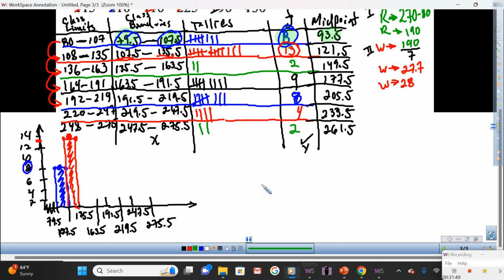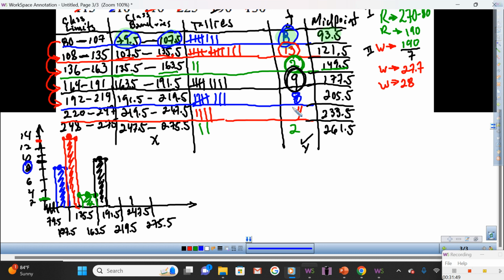I'm going to switch to green. What's my frequency? 2. Okay, so I'm at 2 right here. And then what are my boundaries? 135.5 and 163.5. 135.5 is right here. 163.5 right here. And the midpoint in between was what? 149, so it's about right there. Connect them, boundaries down, and fill your bar. Next, I'm going to switch to black. What's my next frequency? 9. So I go to 9, so 8 is right here, 10 is right here, so 9 is about right there. I'm going to make it thicker right here. And the boundaries are 163.5 and 191.5. 163.5 is about right there. 191.5. And the midpoint in between, I'm going to make it bigger. Connect those. Boundaries down. And fill in your bar.